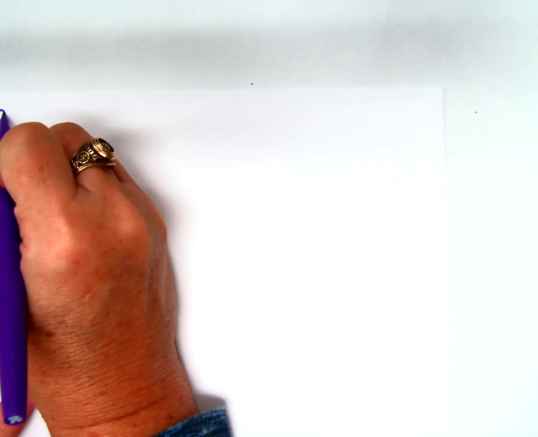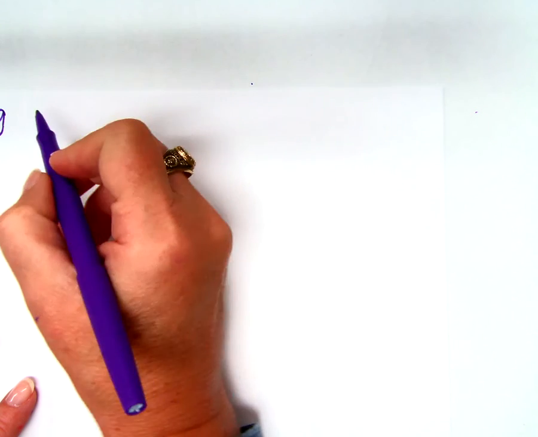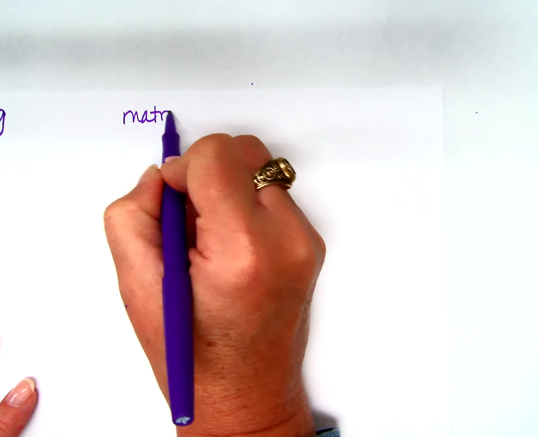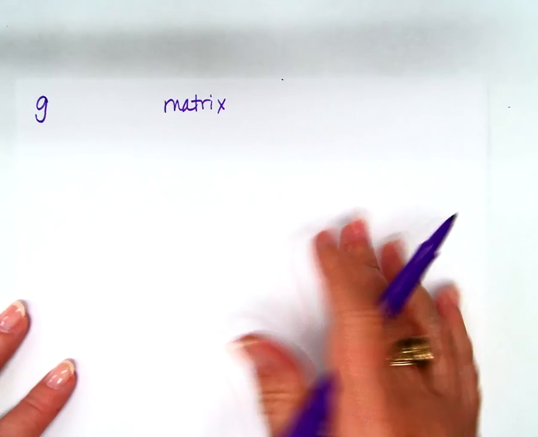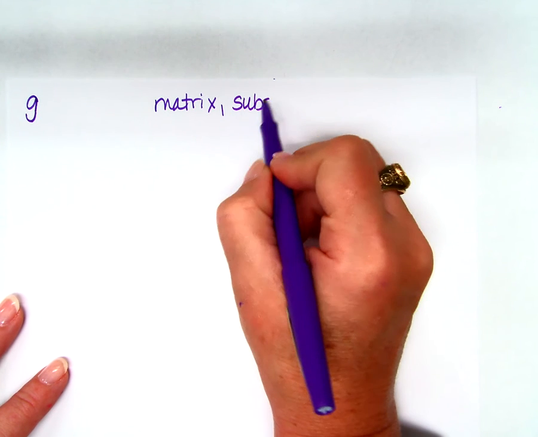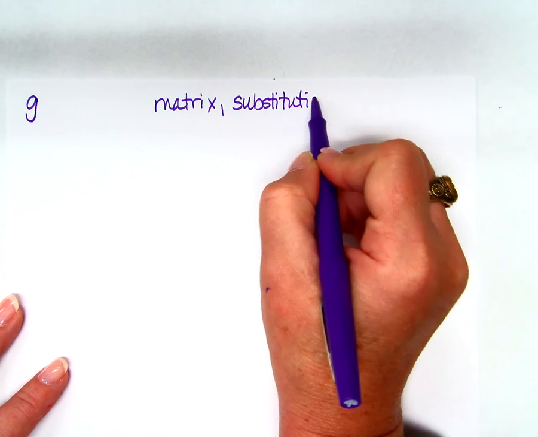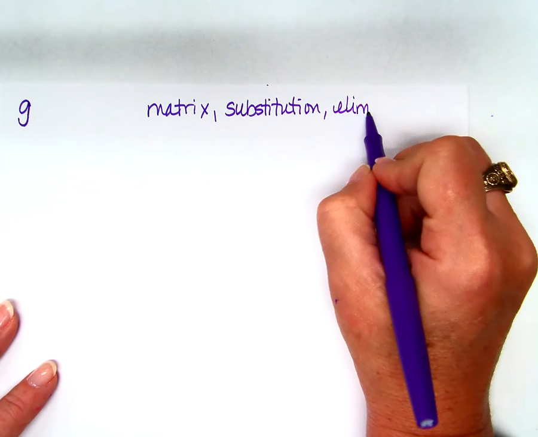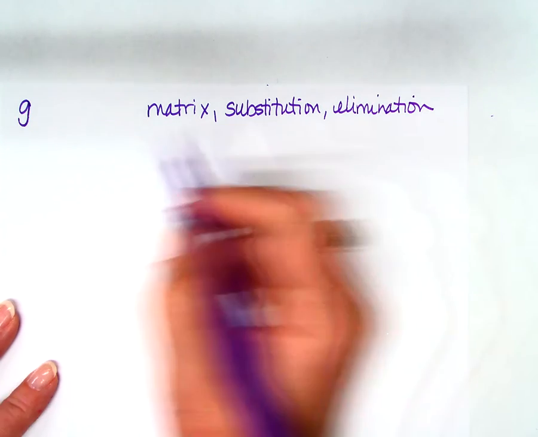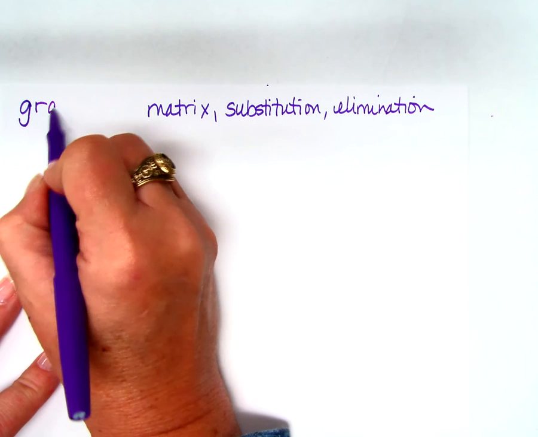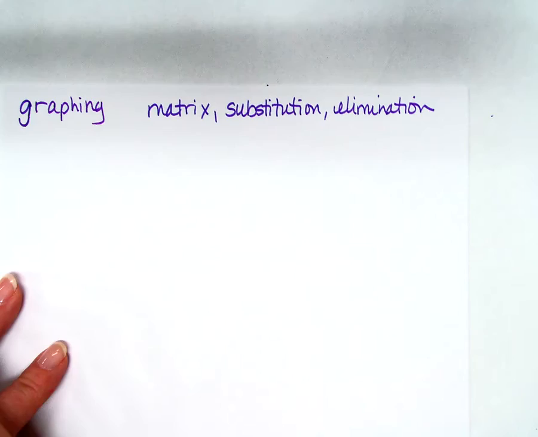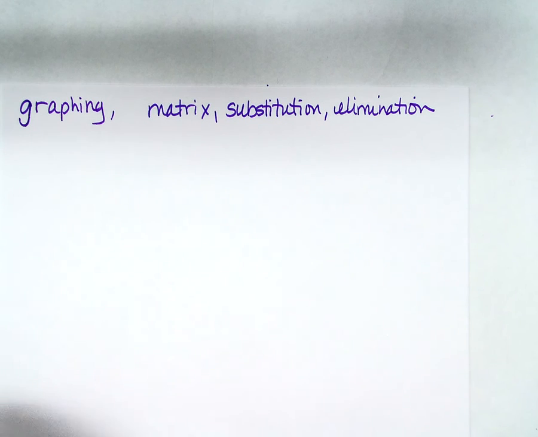Okay, let's talk about some examples. How do you know how to solve a system of equations? You know 4 ways. Okay, that's one of them. I'll write it down. Matrix. Substitution's 1. Elimination is 1. All that was left was the one I started, right? That's okay, though. Graphing. Those are the 4 ways you know how to solve a system of equations, right?